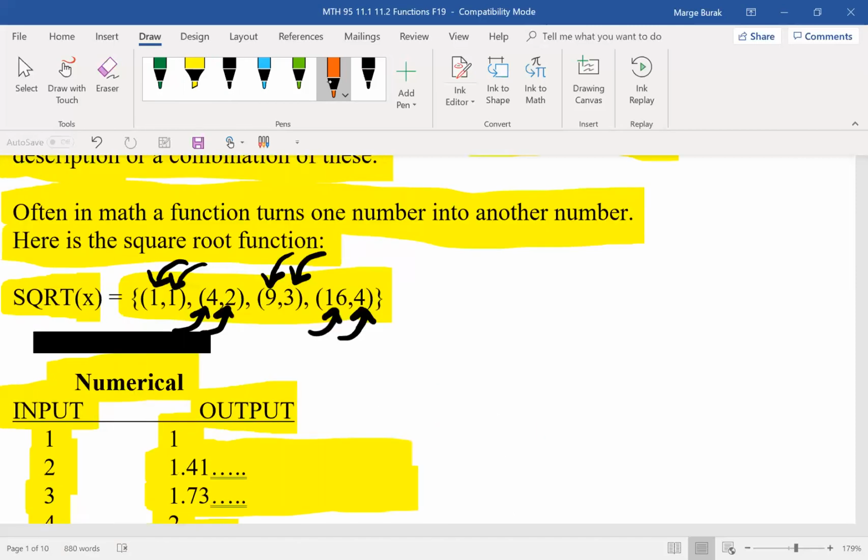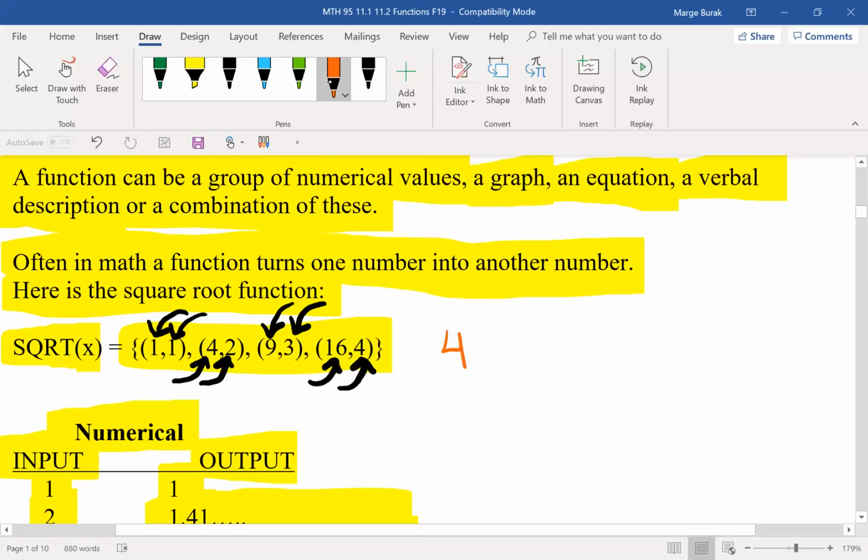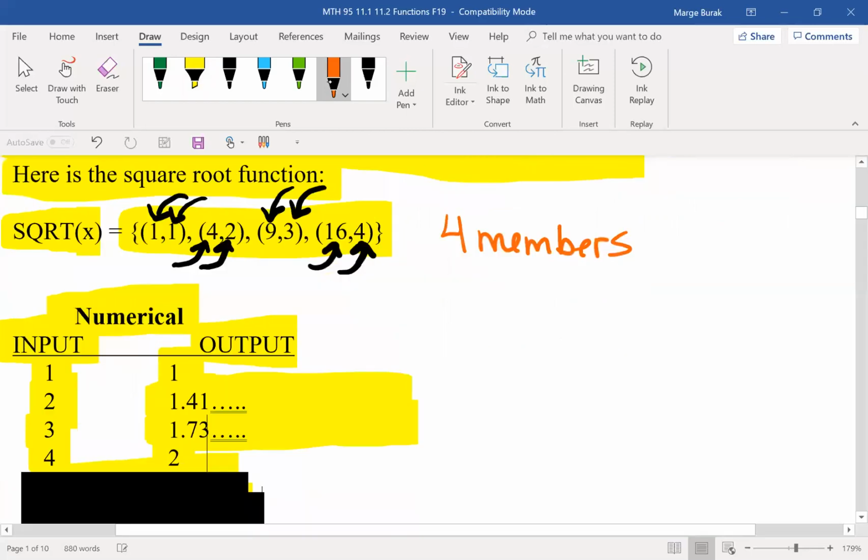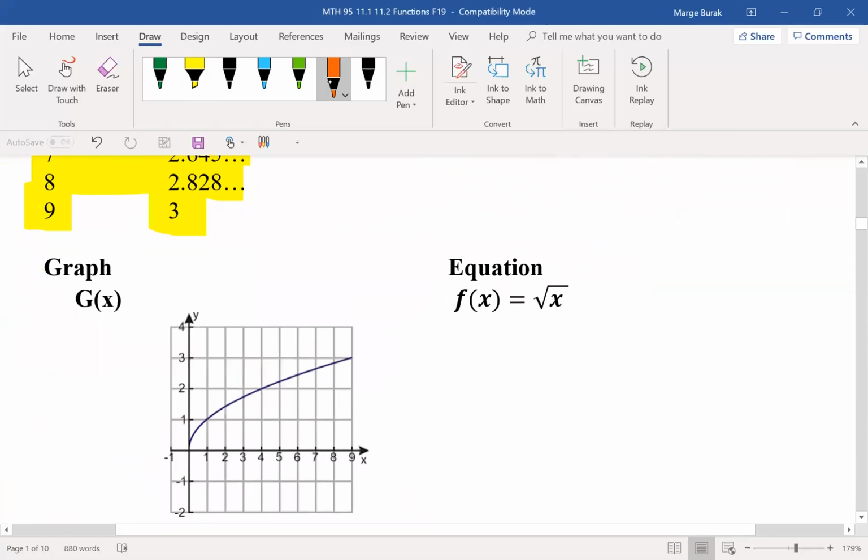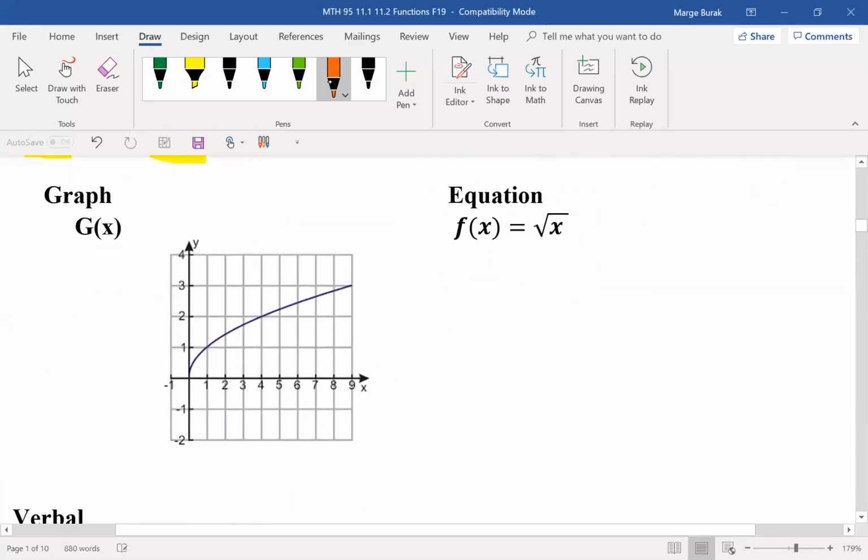Okay, let's go back up to this one. This one had 1, 2, 3, 4 members. Very small function. They can be any size. They can be infinite as well. Here's a graph of the same function. Okay, let's look at it. If my input, so input is going to be the x.